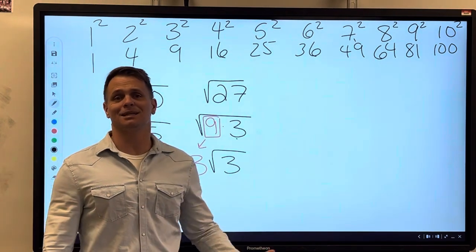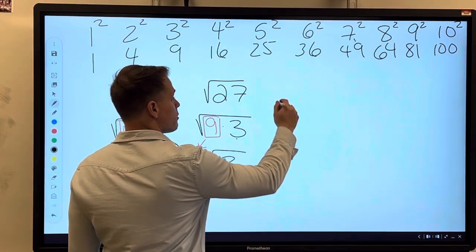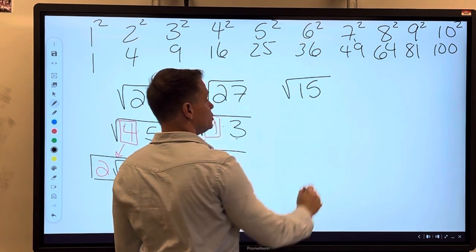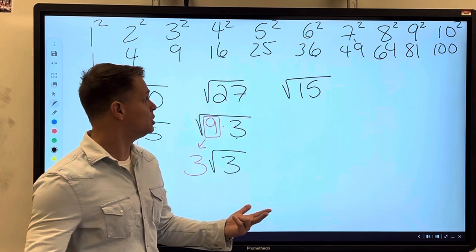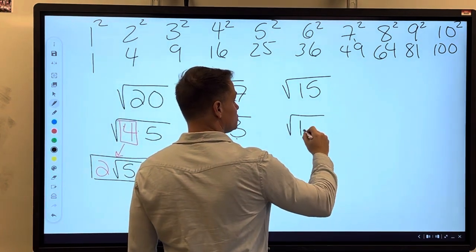Some numbers you can't simplify, like the square root of 15. The square root of 15 is 5 times 3, and neither one of those are perfect squares. So the answer to the square root of 15 is the square root of 15.